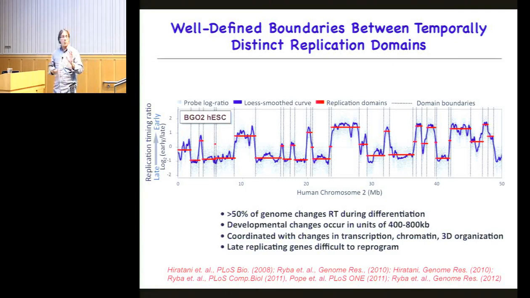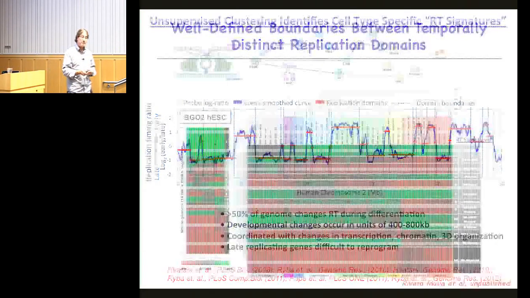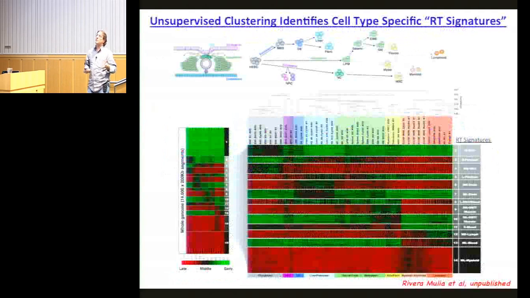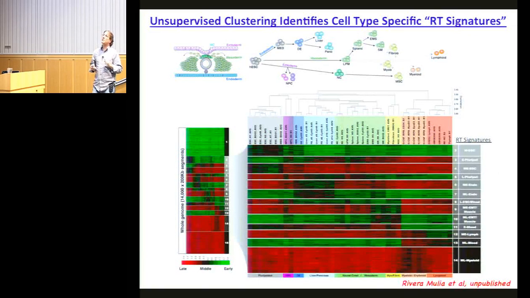So this is all correlative data, of course, but it's the strongest evidence that late replication represents a stable barrier to gene expression. Okay, so this is an example of a fairly recent study. I just got the email about 2 hours ago that I think it's been accepted now to Genome Research. There are about 26 cell types here. Most of them are differentiation intermediates from human embryonic stem cells.